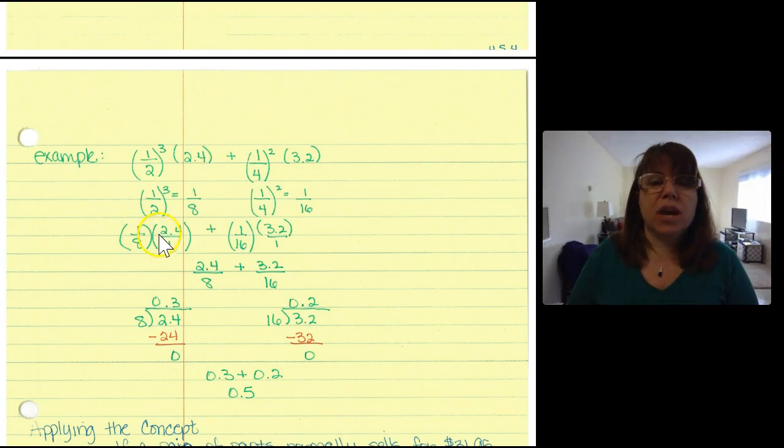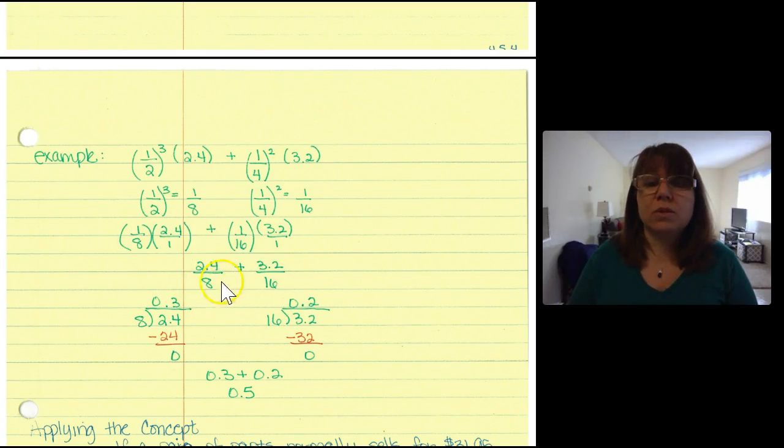Well, if I have 1/8 times 2.4, that's really 2.4 over 1. And at this point, I'm not going to convert anything. I'm going to do that multiplication. I can do 1 times 2.4, that's 2.4. And 8 times 1 is 8. Likewise, 1 times 3.2 is 3.2. And 16 times 1 is 16.